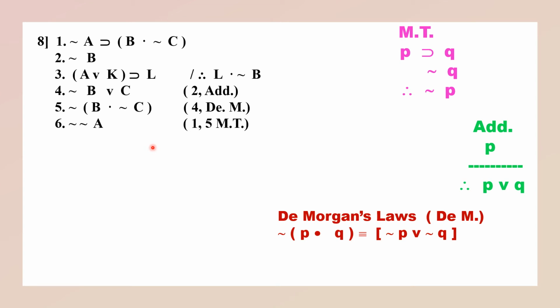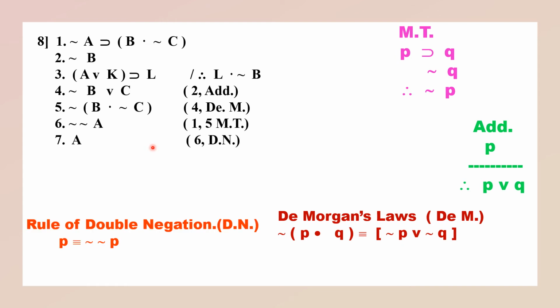Now once you have got negative A, you can transform it into A by double negation. Now you have arrived at A, but we need to have K also. So what will you do? You will add to it K by the rule of addition. Once you have got the antecedent with you, you can derive the consequent by the rule of MP.